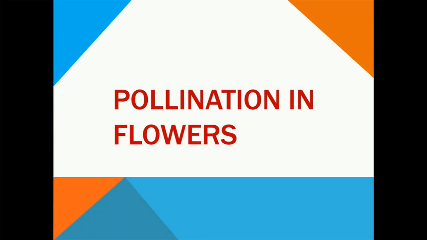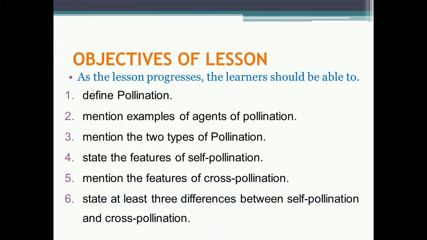Today we are looking at the topic pollination in flowers. Objectives of lesson. As the lesson progresses, the learners should be able to: 1. Define pollination. 2. Mention examples of agents of pollination. 3. Mention the two types of pollination. 4. State the features of self-pollination. 5. Mention the features of cross-pollination. And 6. State at least 3 differences between self-pollination and cross-pollination.